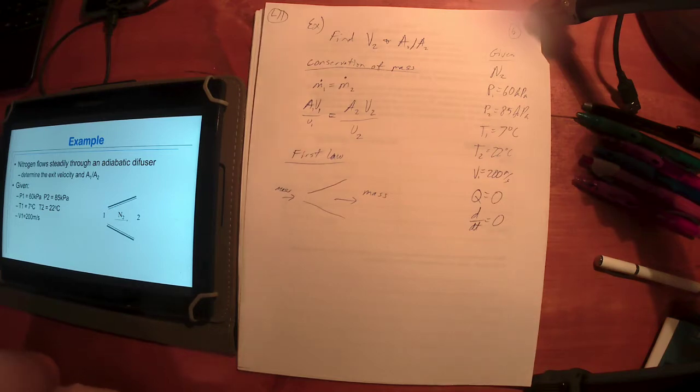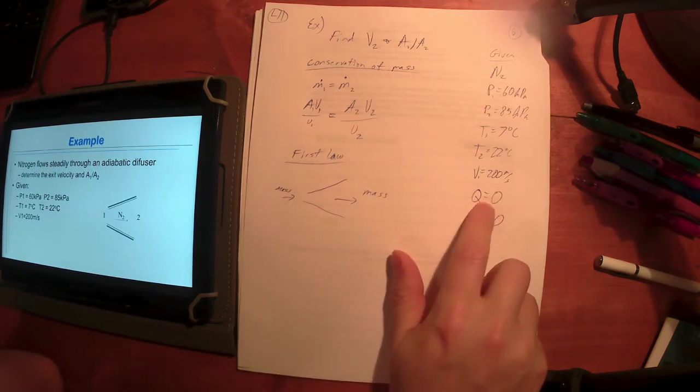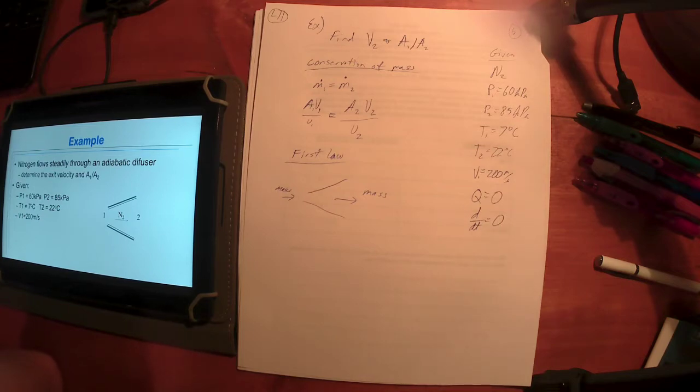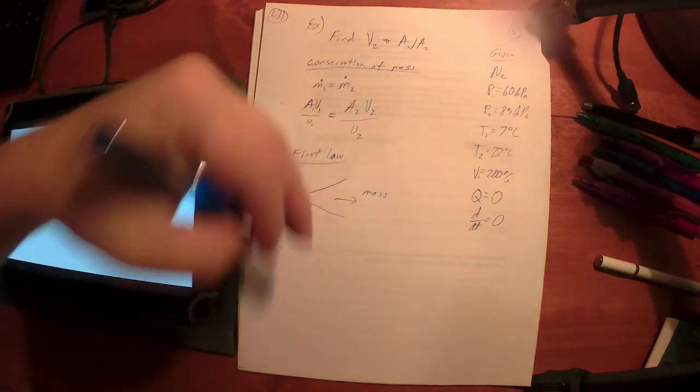Anything else crossing the boundary? Is there any heat? Nope. It's adiabatic. It means there's no heat. Okay, is there anything doing work here? Is there anything applying a force? Is there any electricity? No, I don't see any work being done or any power input or output.